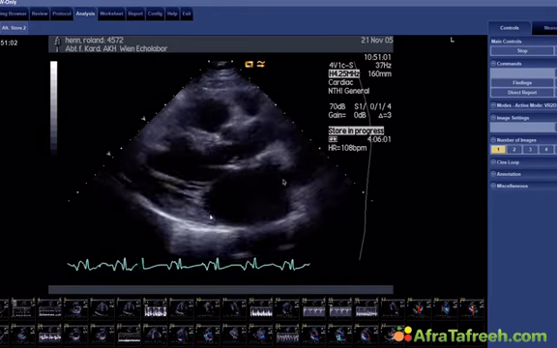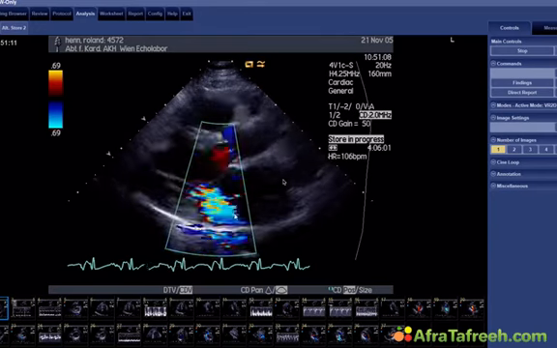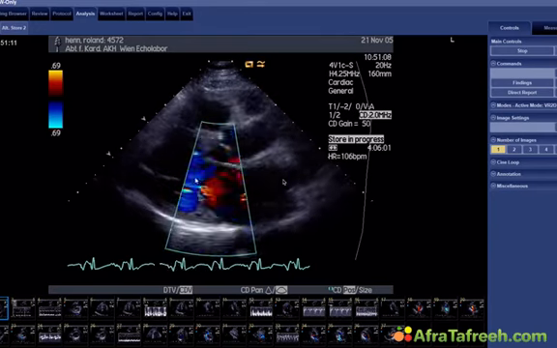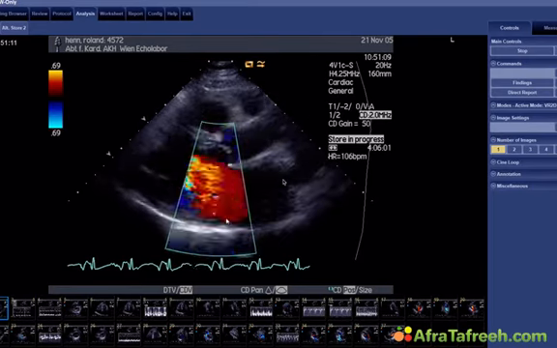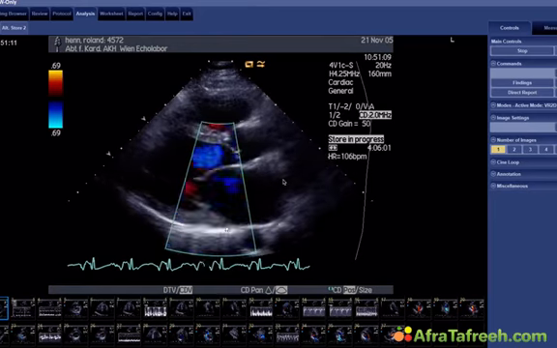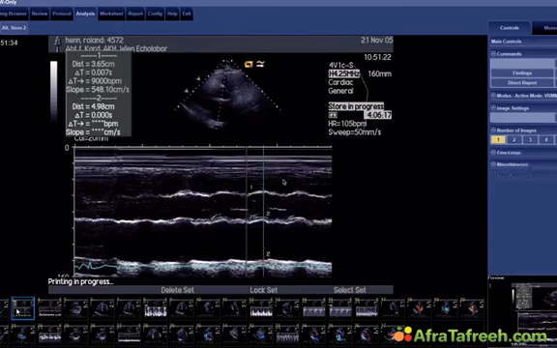I don't know if any of you see anything on the mitral valve, but there is significant mitral regurgitation. So we see that there is a jet that goes into the left atrium, which is a bit eccentric, more towards the posterior regions of the left atrium.